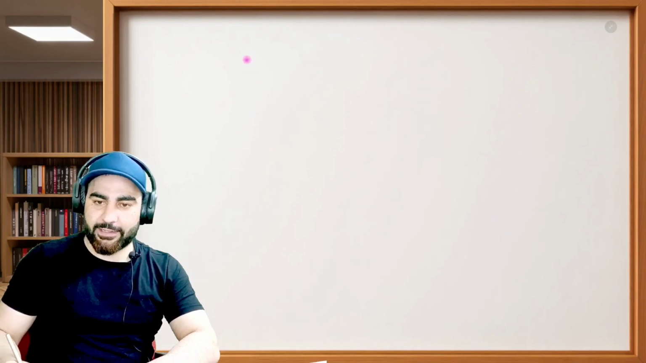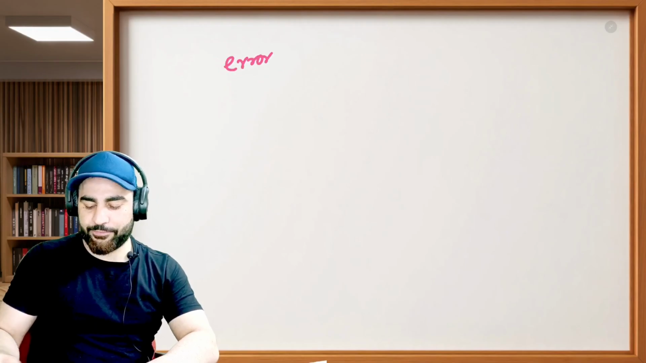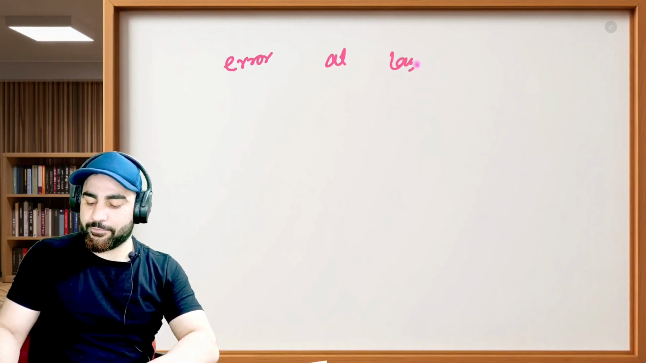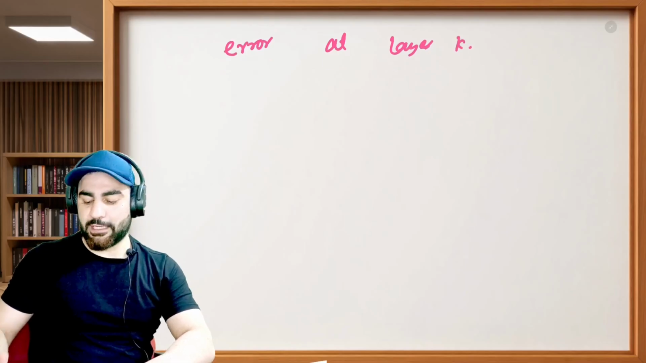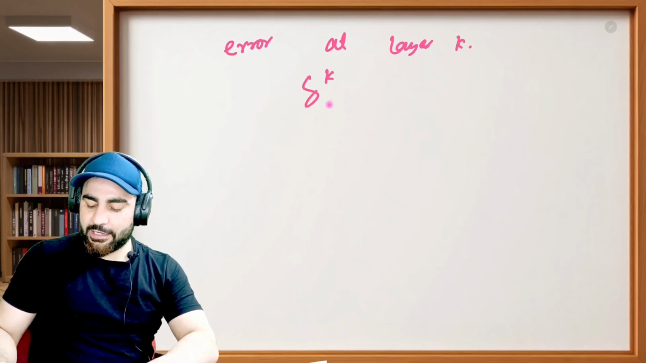We defined an error vector. We defined a vector that's called the error at layer k. So how do we define that? We said, let's call this delta k. We'll take one element in there.